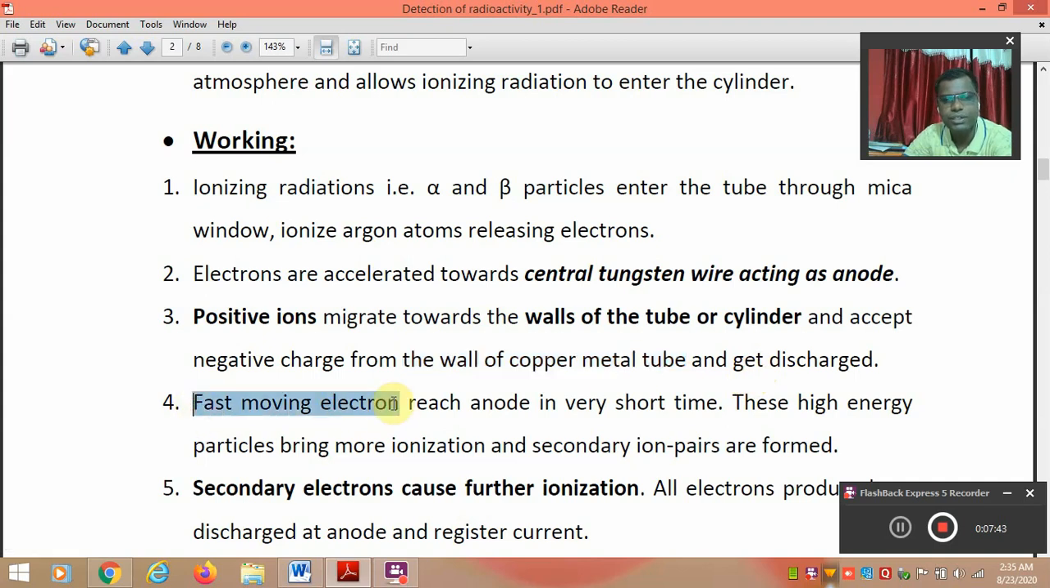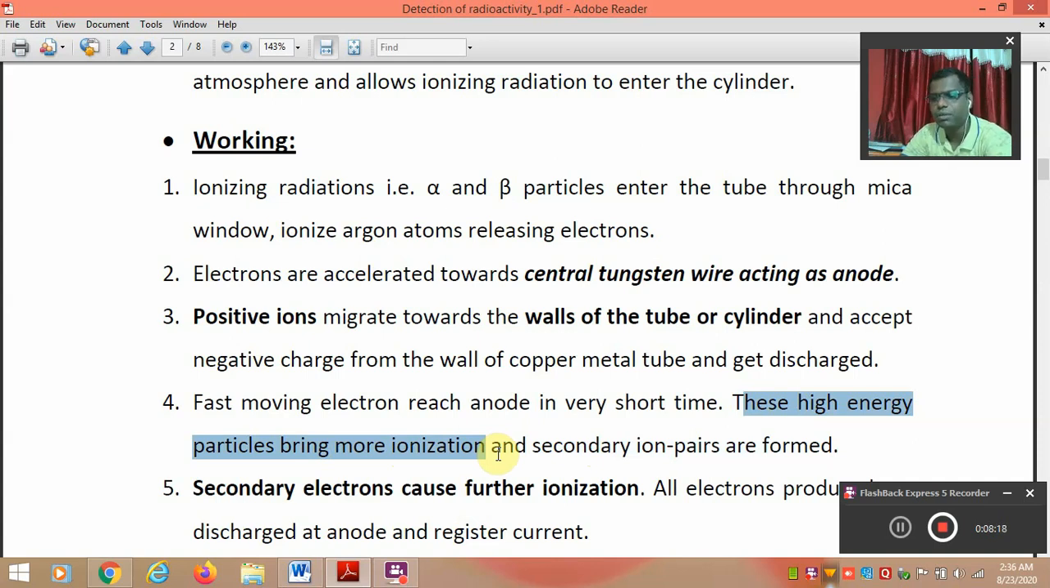So these fast moving electrons reach the anode in a very short time, because these electrons have very negligible mass, their size is negligible. That's why these are fast moving electrons, and they reach the anode in a very short period of time. These high energy particles are again responsible for more ionization, and that's why these electrons are responsible for the formation of secondary ion pairs.